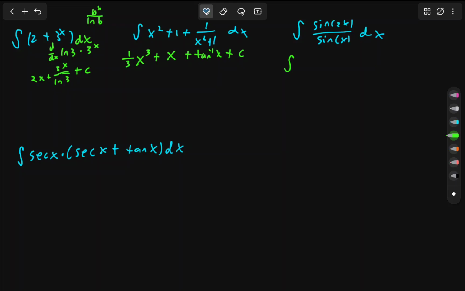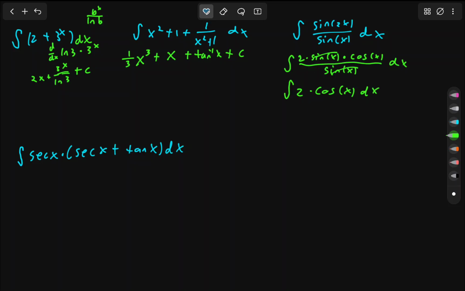sine of 2x is the same thing as 2 times sine of x times cosine of x. And that is still over sine of x. Well, now what we can do is cancel the two sines, so we're left with the integral of 2 times cosine of x.